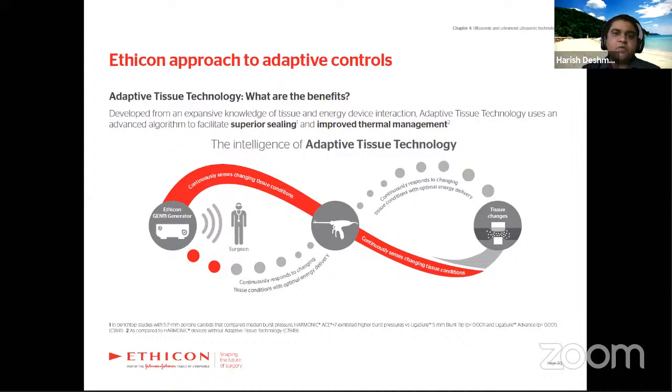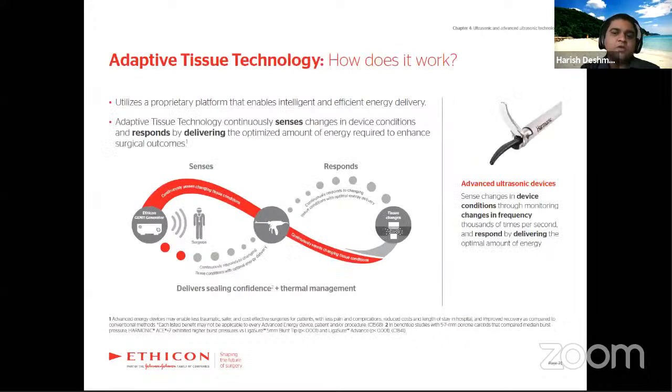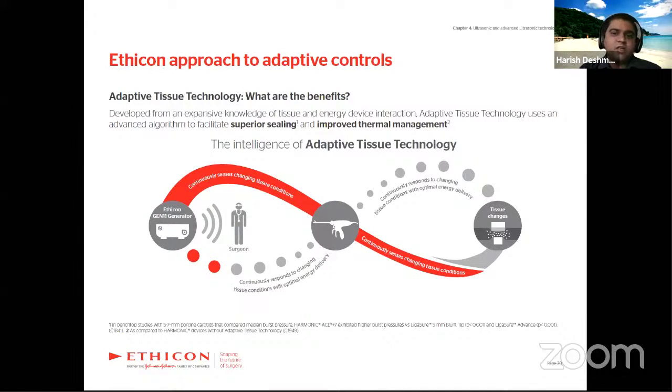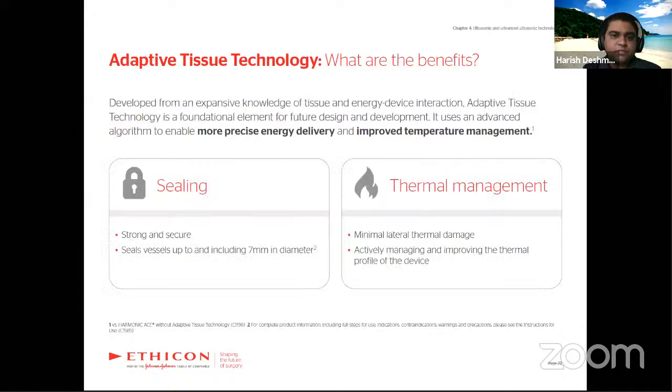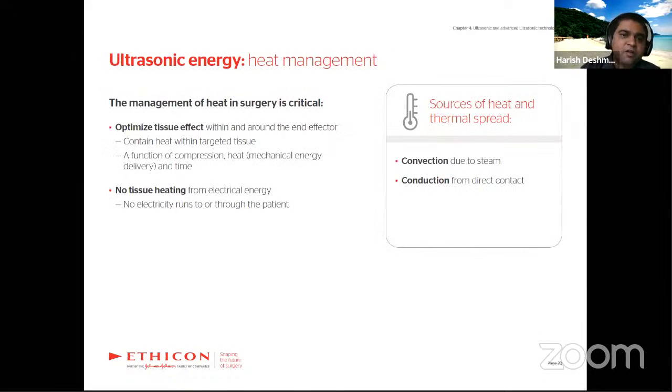So this not only facilitates your sealing, but also improves your thermal management, because it is moderating the power levels automatically based on the tissue condition. So it automatically helps in managing the thermal profile as well. So in sealing, it will be more secure. The regular or traditional harmonics will give you sealing for vessels up to 5 mm.